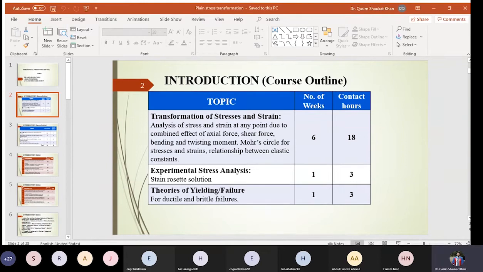So stress transformation and strain transformation I will cover. And the book which I will follow is R.C. Hibbeler, 8th edition. Chapter number 9 is the stress transformation chapter, and chapter number 10 is the strain transformation chapter. So we will be following R.C. Hibbeler, 8th edition.